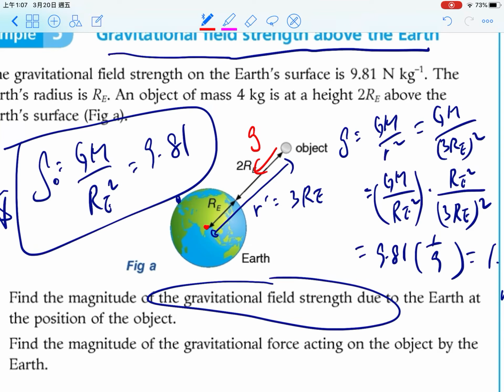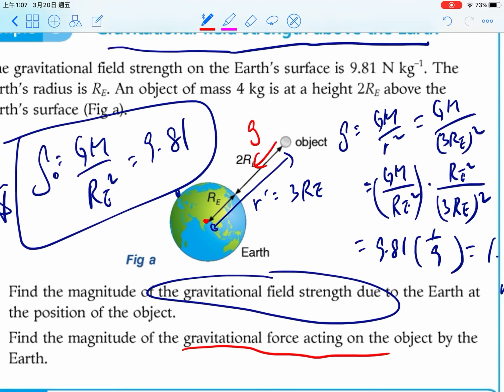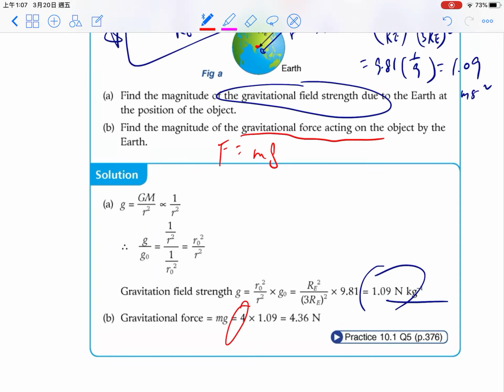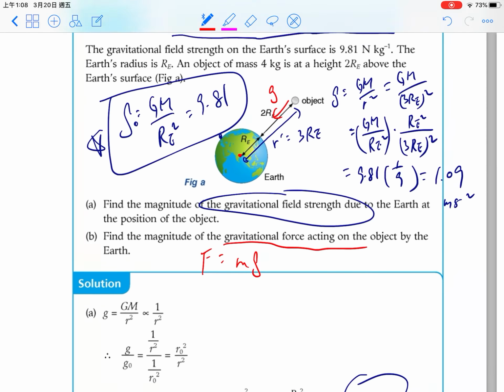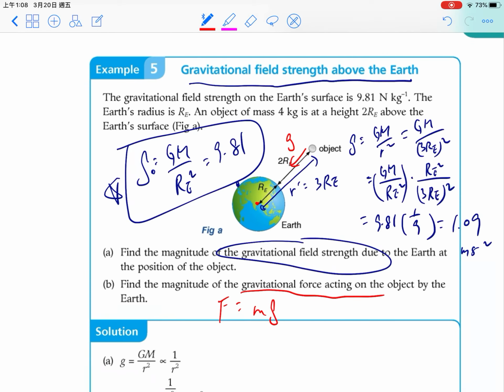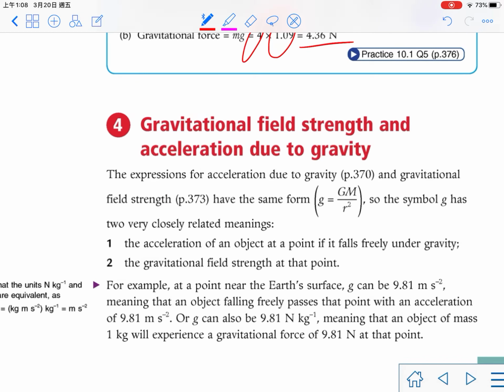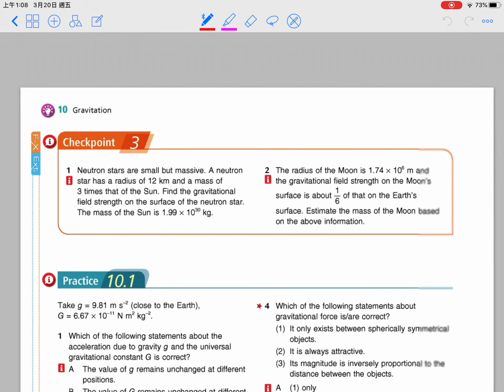After we know the g field strength, what is the gravitational force acting on the object? It will become very easy. F equal to mg. So the answer will be 4 times 1.09. So we get the answer here. This is a very good example. After you have learned this well, you can get full marks in the DSE. The g field strength and acceleration due to gravity, actually they are the same.